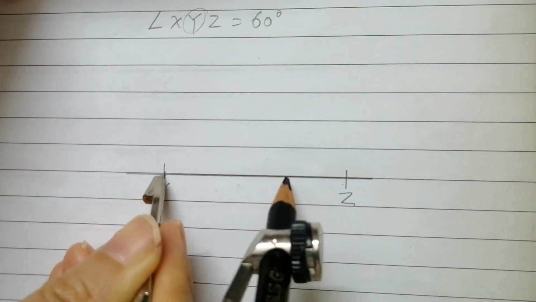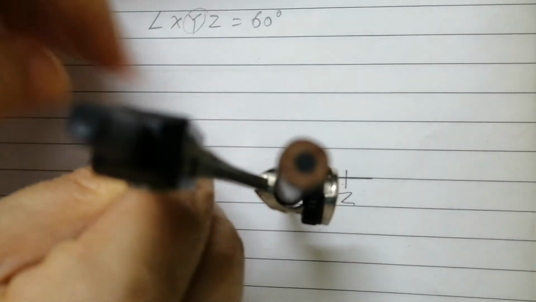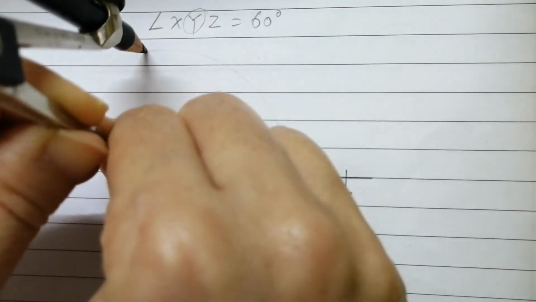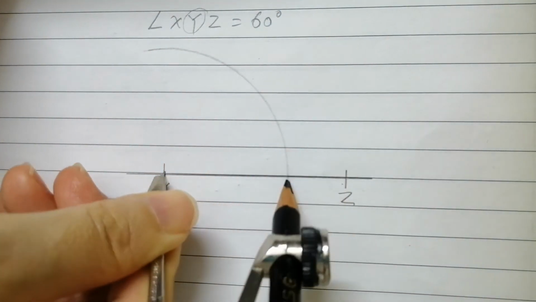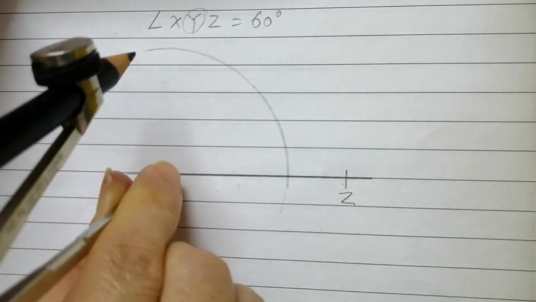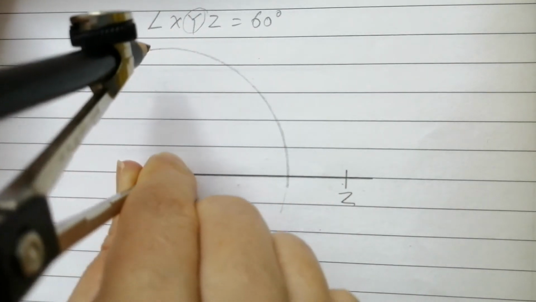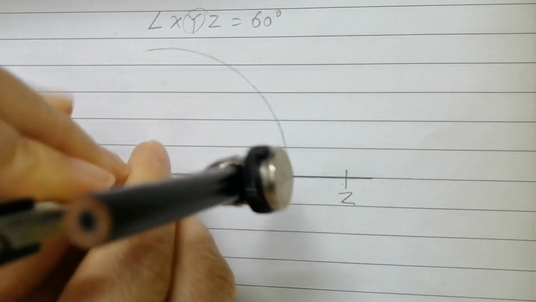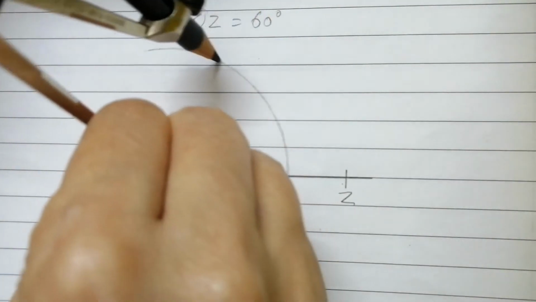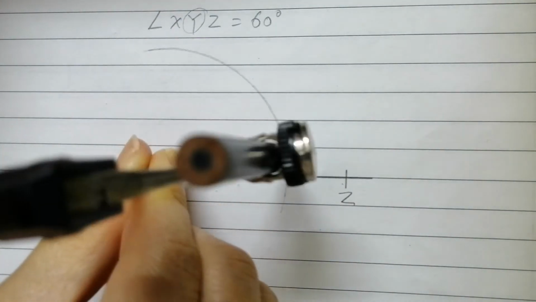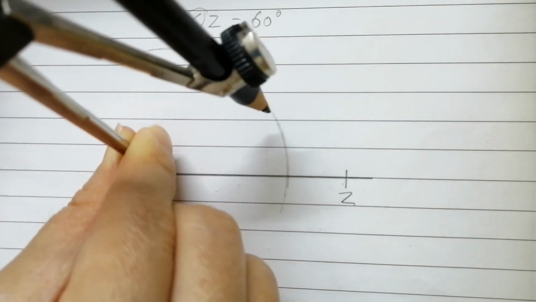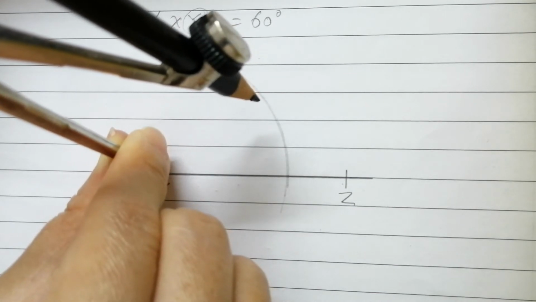Then I will draw an arc. Make sure the arc is bigger, approximately one quarter of the circle. So I've drawn the arc.